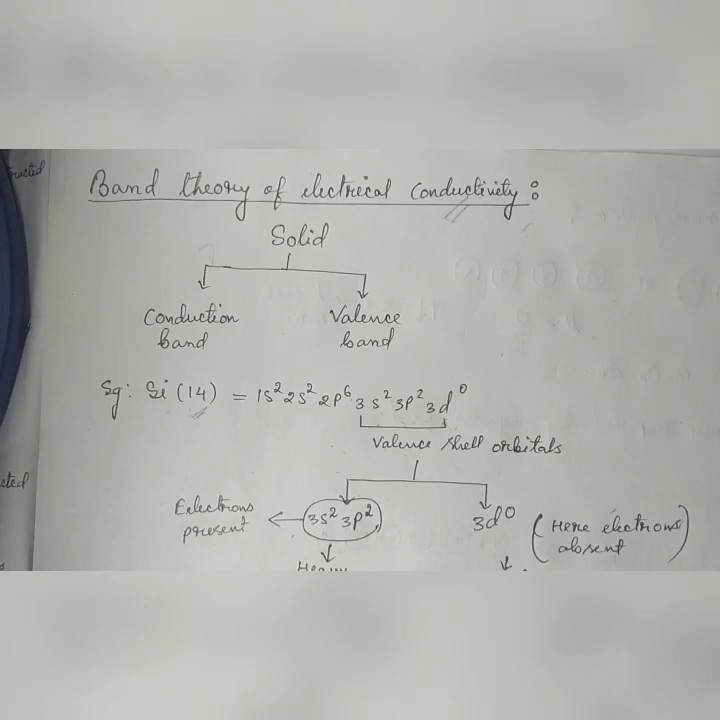Hello students, so let's discuss band theory of electrical conductivity, and this theory is very important. Okay, so listen very carefully. Band theory mainly explains conductors, insulators and semiconductors. In solids, there are two types of bands, conduction band and valence band. Let's discuss by taking the example of silicon.